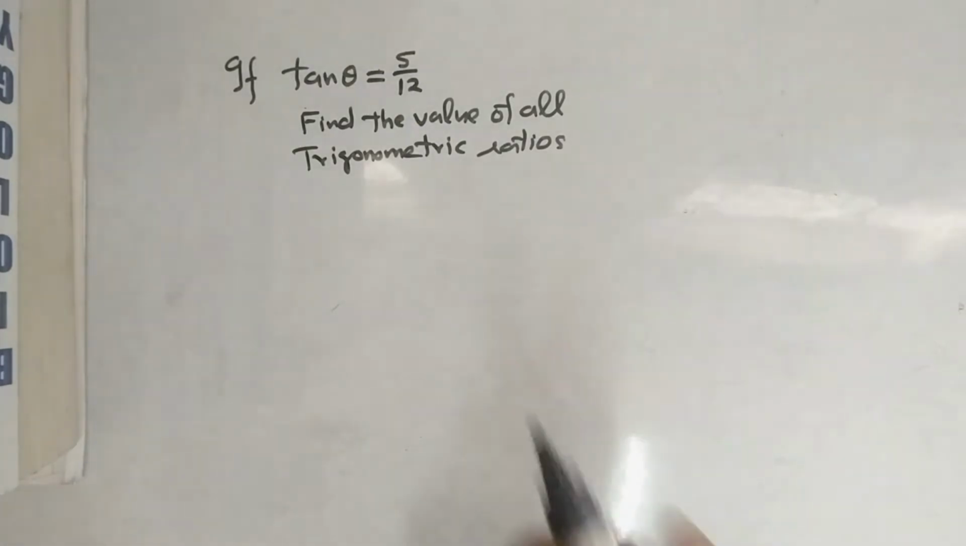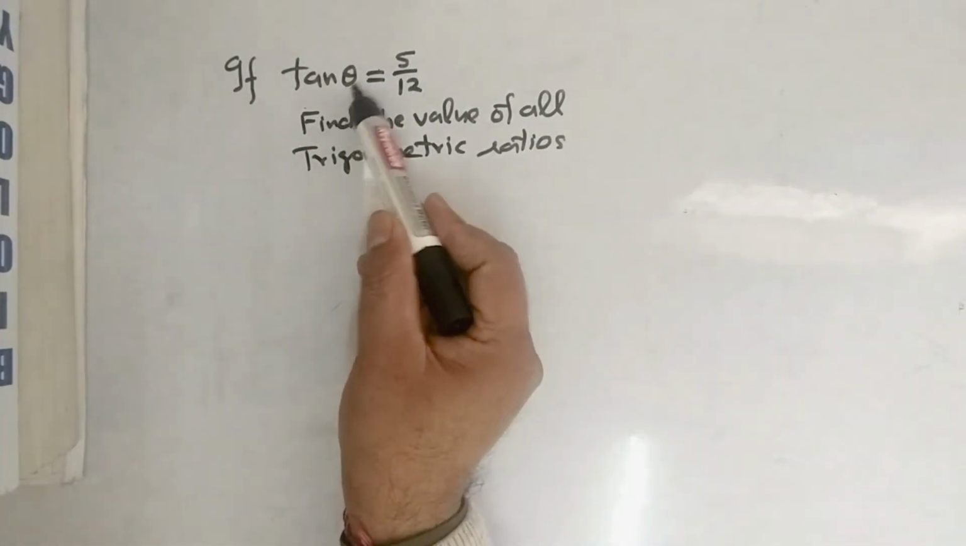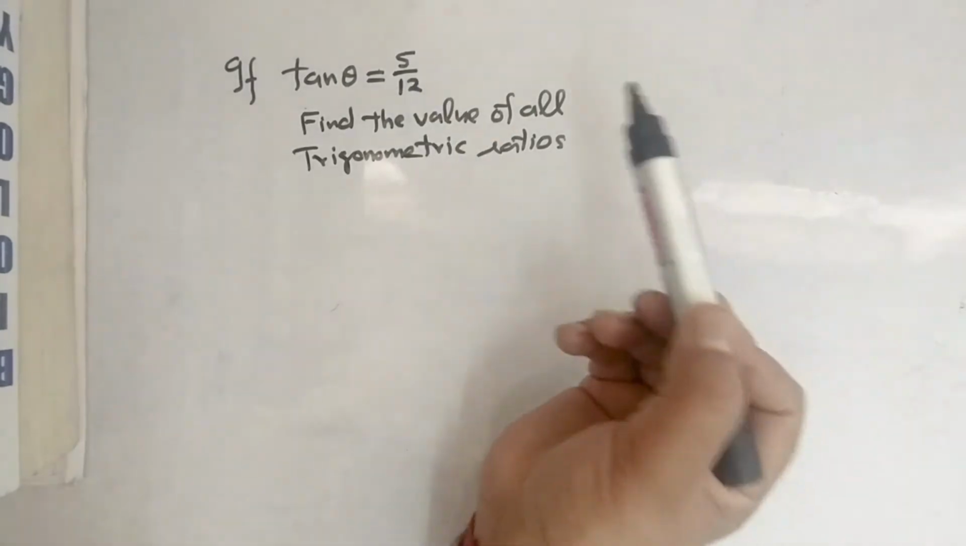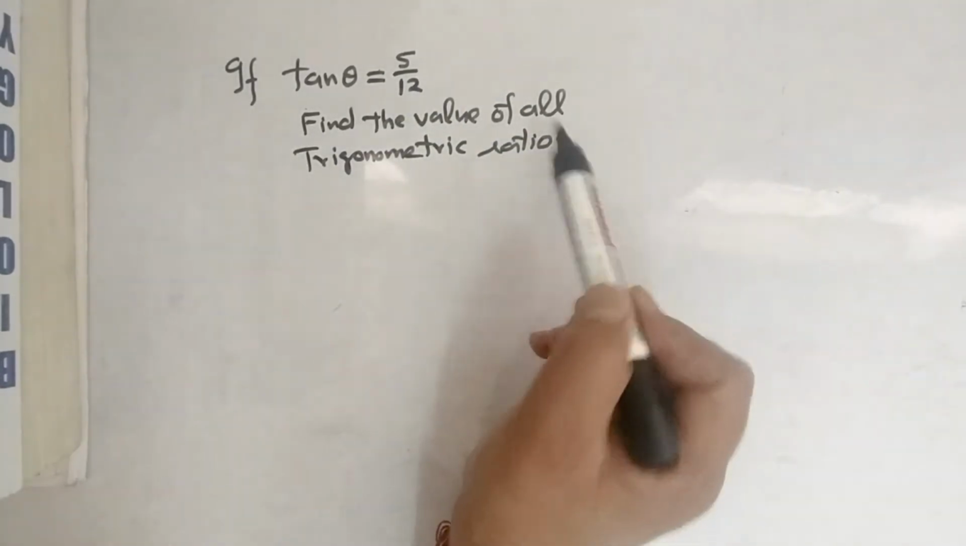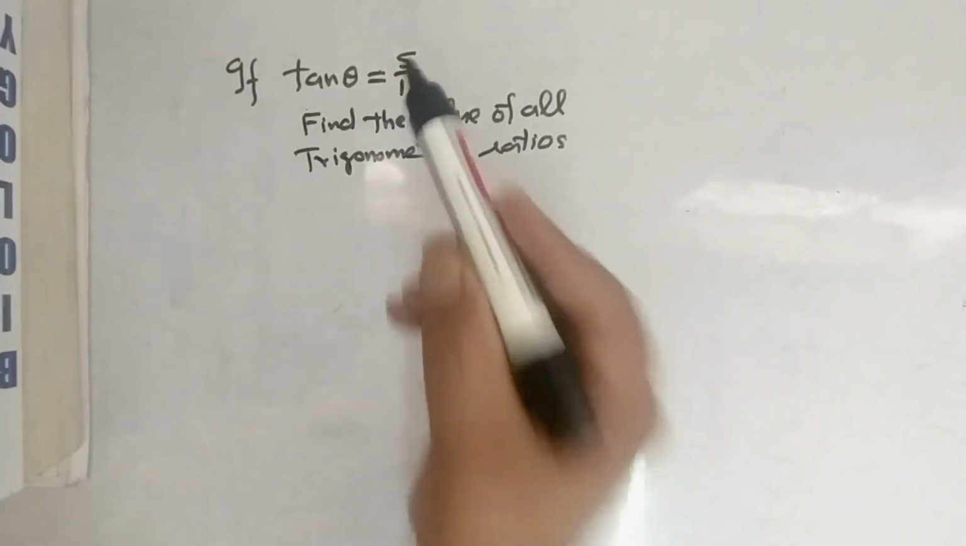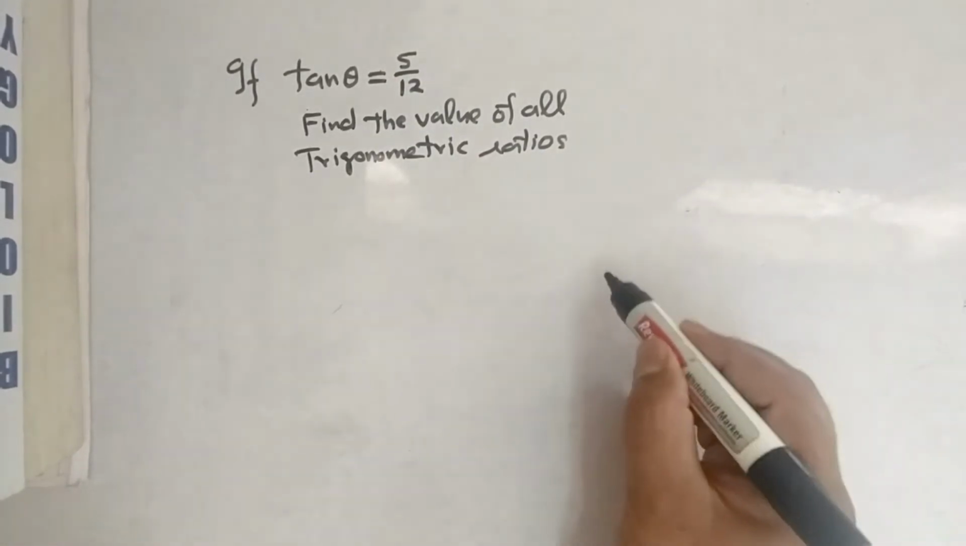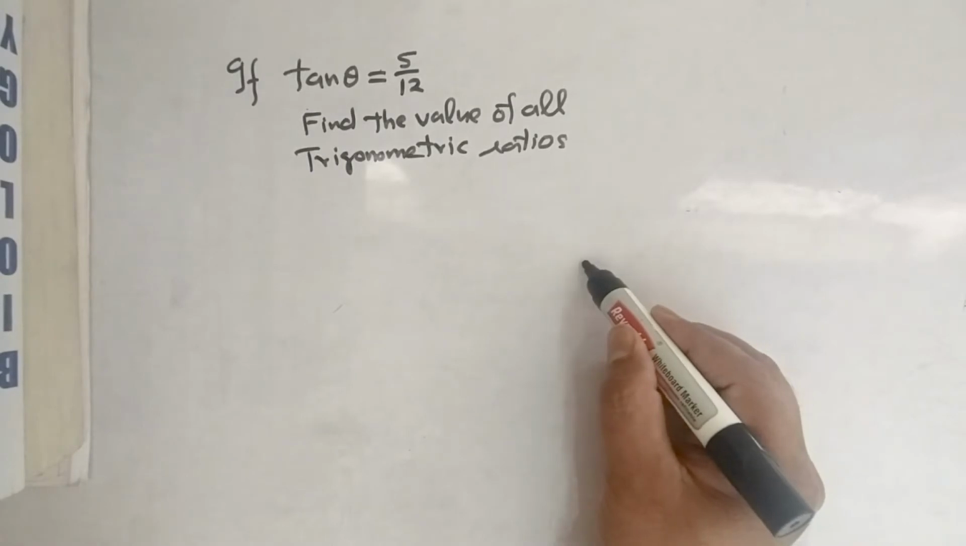Students, we have a question here. Tan theta is equal to 5 upon 12. Find the value of all trigonometric ratios. So let us start how to do this question.